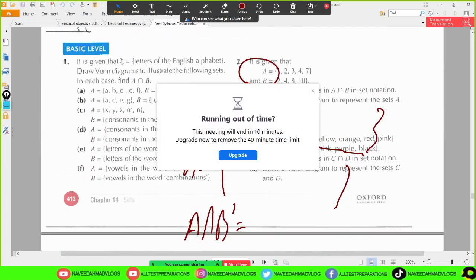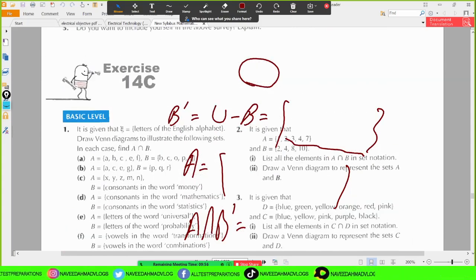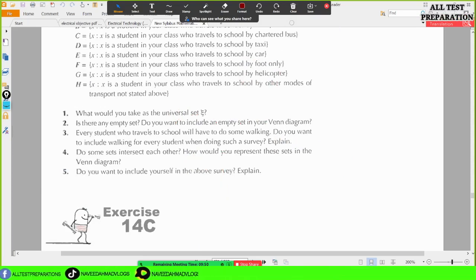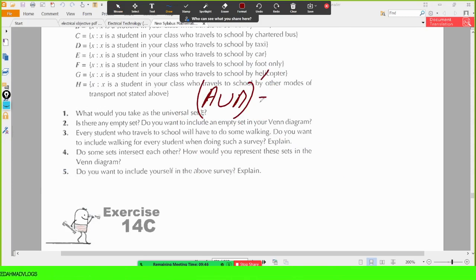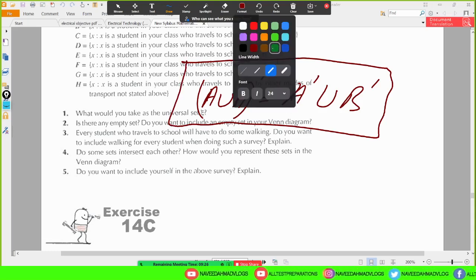So I have a question. Yes. Is A union B whole bar the same as A bar union B bar? Yes, good question. A union B bar will be equal to A bar union B bar. Okay, so if the question is like this, then what you will do, the easiest way to check this equality is by using some sets.